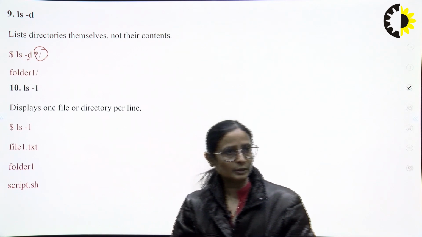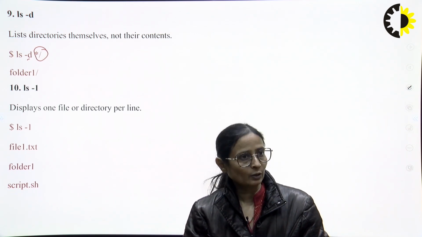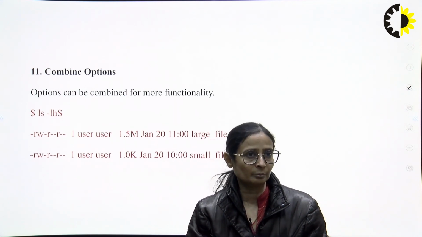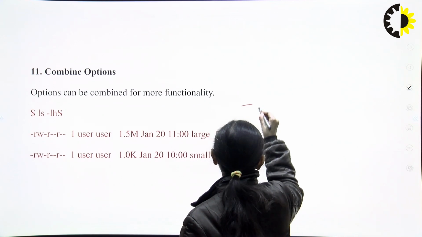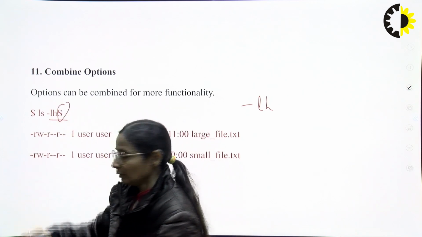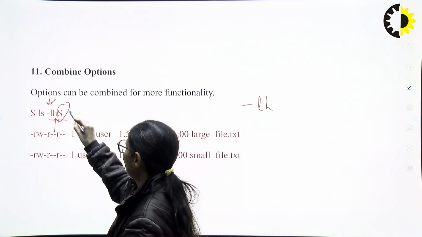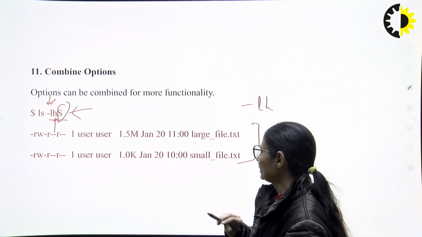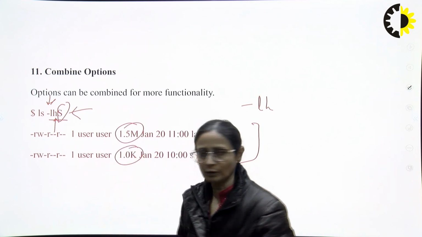Now another option is to display one file or directory per line. This is my -l option, that is file1.txt and all these things. Then options can be combined for more functionality, which we have seen earlier, that is -l and -h. Similarly, I could combine it with another option, that is -S. Now what it will do is a long listing in the human readable format, sorted by their size. So here first it will display in the sorted order, in the detailed manner, and if you see, it is a more human readable format.